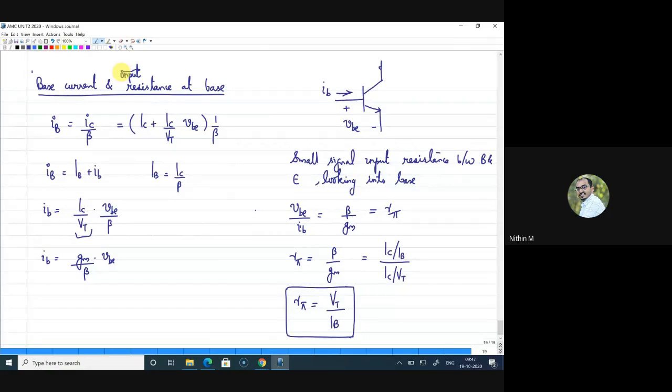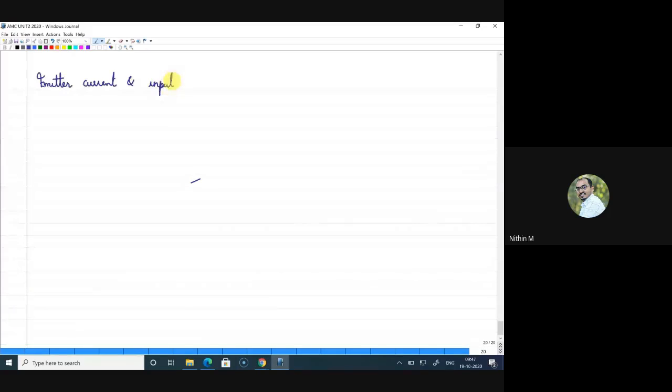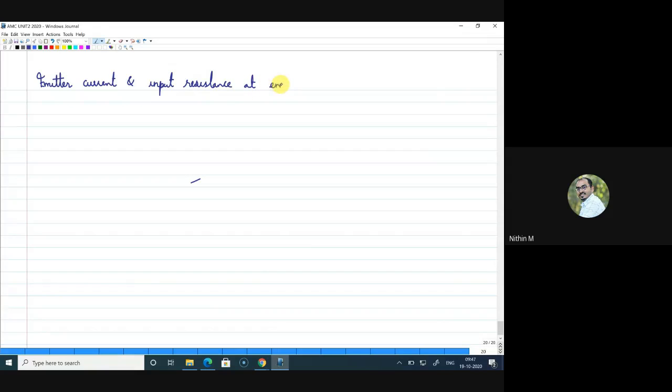Before that, let me just write about emitter current also. So these things are new because in MOSFET there is only one current which flows between drain to source. Now in the case of BJT, you have actually collector current, base current and emitter current. That is why these additional things we have to look at. So emitter current and input resistance at emitter.